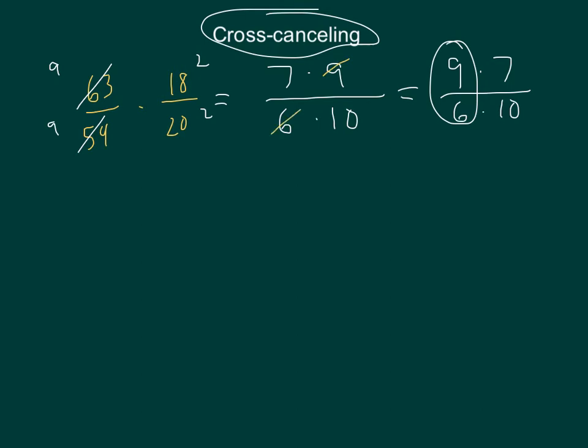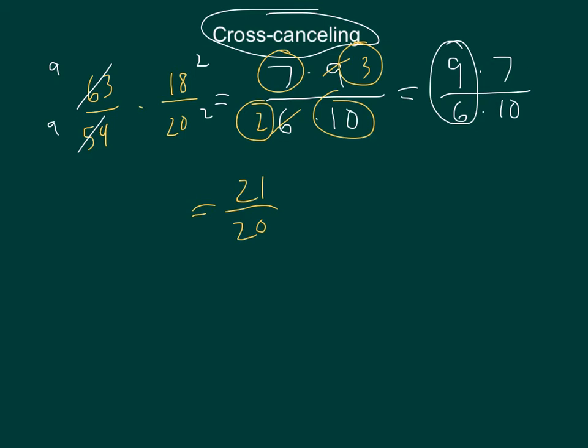I divide both of them by 3. This leaves me with 3. This leaves me with 2. I look around, and now I have 7 times 3 on the top, 2 times 10 on the bottom, which leaves me with 21 over 20. And again, it's an improper fraction, but I'm not worried about it.